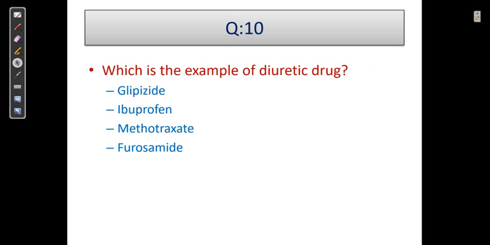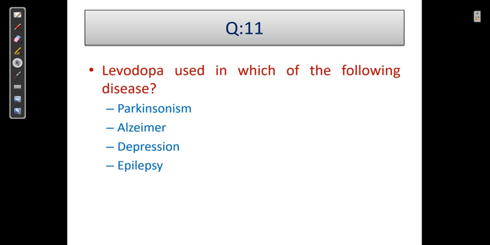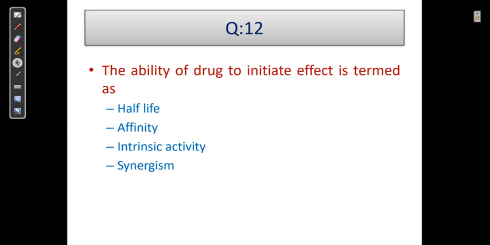Which is the example of a diuretic drug? Glipizide, ibuprofen, methotrexate, furosemide. So the correct one is furosemide. Levodopa is used in which of the following diseases? Parkinsonism, Alzheimer, depression or epilepsy? The correct one is Parkinsonism. The ability of a drug to initiate the effect is termed as half-life, affinity, intrinsic activity, synergism. The correct one is intrinsic activity.